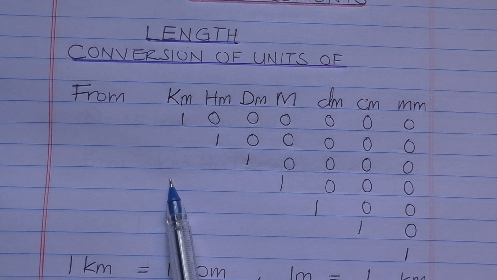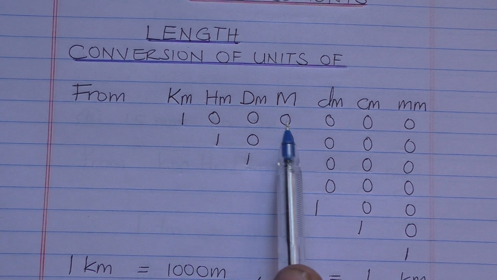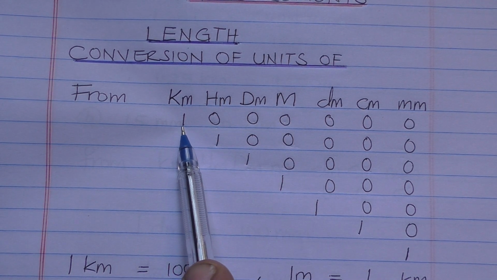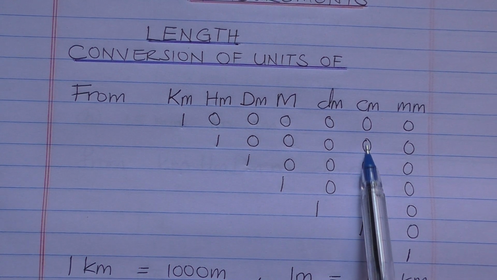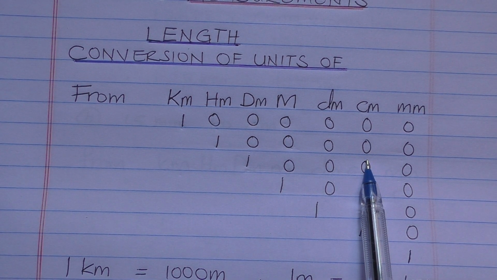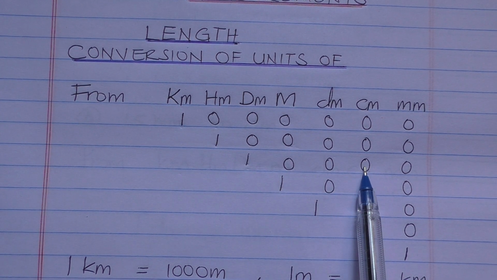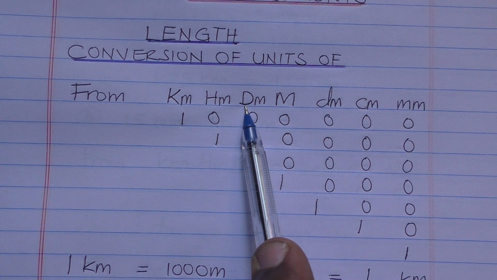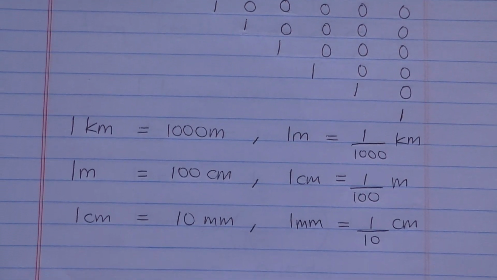Then the reverse, from right towards left, we shall divide. For instance, if I'm converting from meters to kilometers, I'll divide my given meters by 1,000. If I'm converting from centimeters to decameters, I will still divide my given centimeters by 1,000, so as to get the decameters. So let us look at some examples.